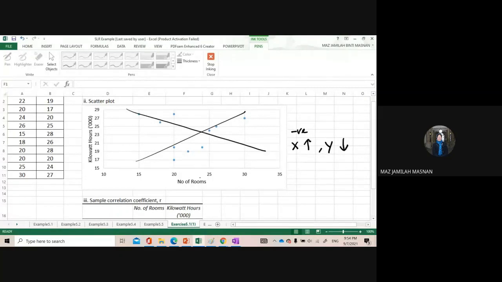As x increases, as the number of rooms increases, it seems that the number of kilowatt hours will be decreasing. I guess it is because the more a room is being used, the less consumption in terms of kilowatt hours. It could be told that way.